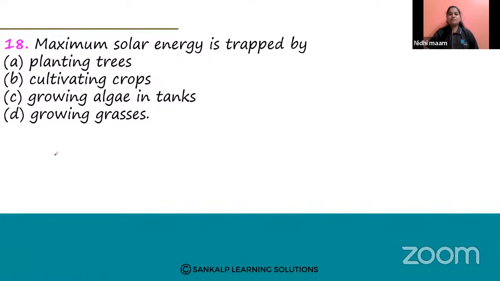Next, maximum solar energy is trapped by planting trees, cultivating crops, growing algae in tanks, growing grasses. How will you utilize or trap maximum solar energy?